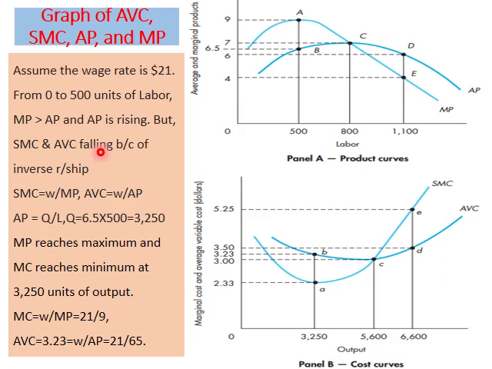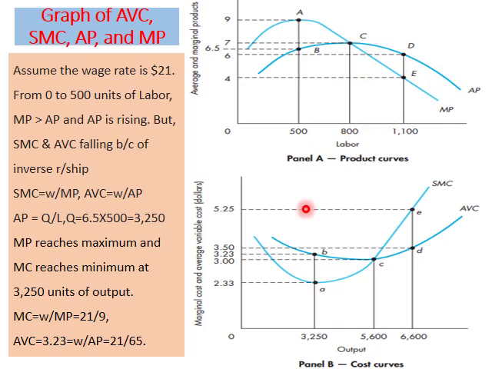This is also a graphical representation of average and marginal products. Marginal product first increases, then decreases, and intersects average product at a point where average product is maximized. So this point, that is 800 labor, can make the average product maximized. And after that, if we add more and more labor, the average product decreases.